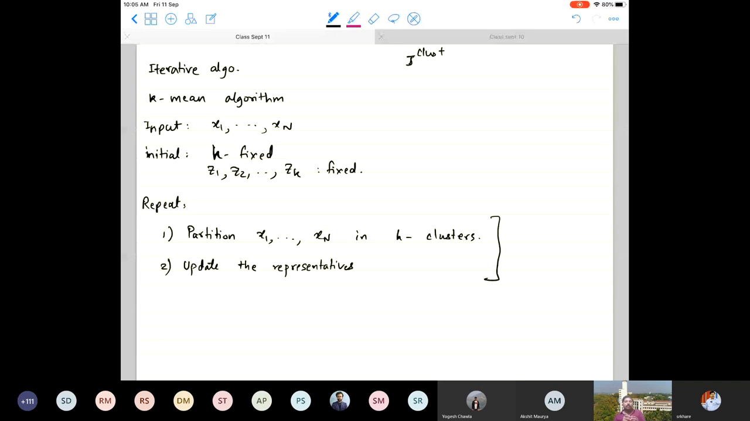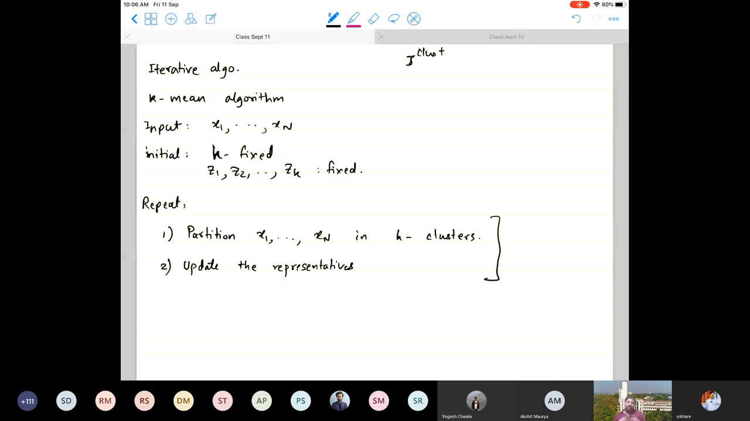Those three data points, I'll find the mean. That's the updated cluster representative, the new Z1. Then I have 10 data points in cluster 2. I will find the mean of those 10 vectors. Then I will have Z2, and so on and so forth, right? Up to ZK, updated values.